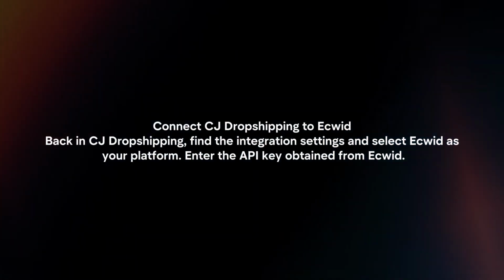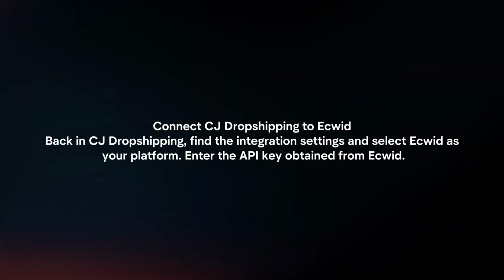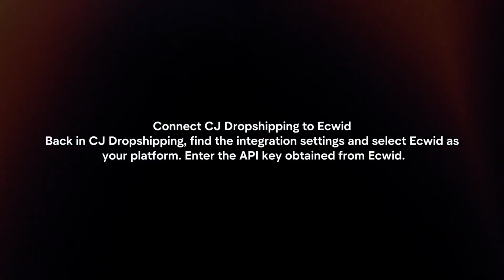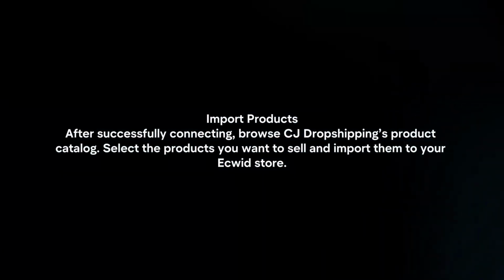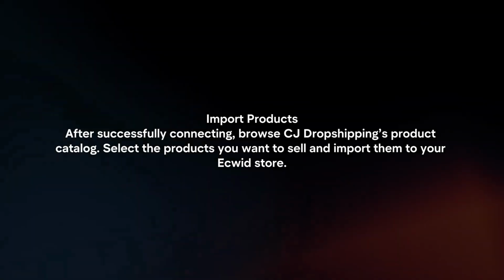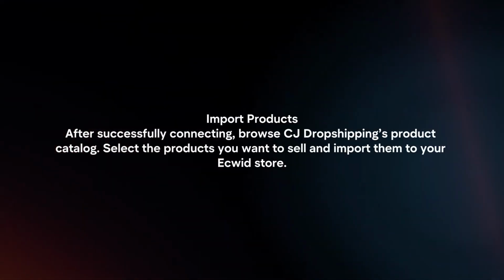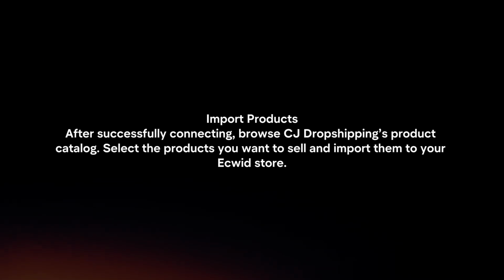Connect CJ Dropshipping to Ecwid. Back in CJ Dropshipping, find the integration settings and select Ecwid as your platform. Enter the API key obtained from Ecwid. Import products. After successfully connecting, browse CJ Dropshipping's product catalog. Select the products you want to sell and import them to your Ecwid store.